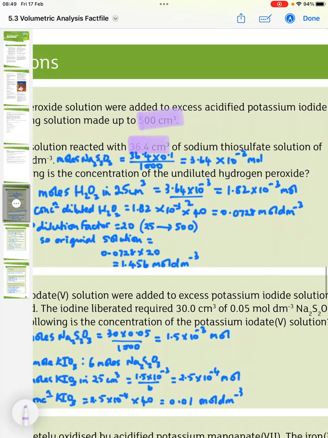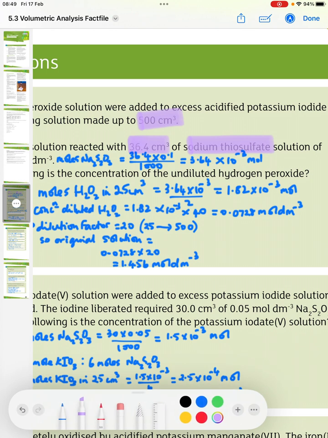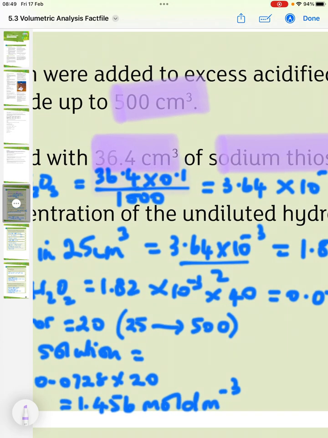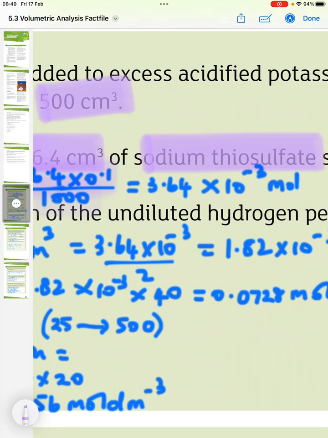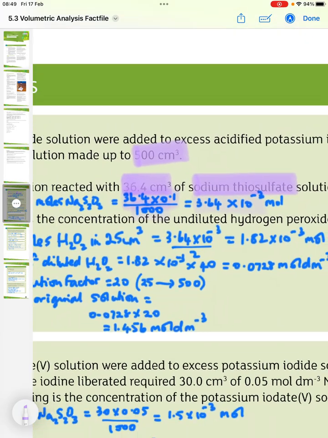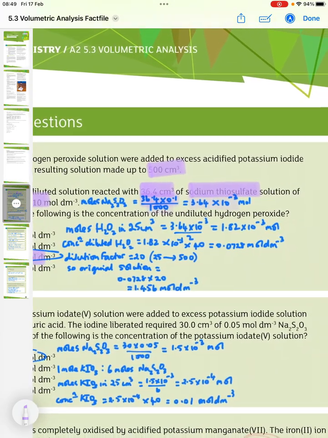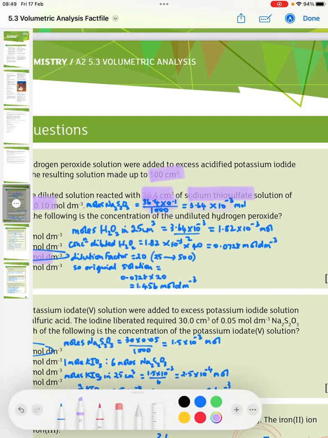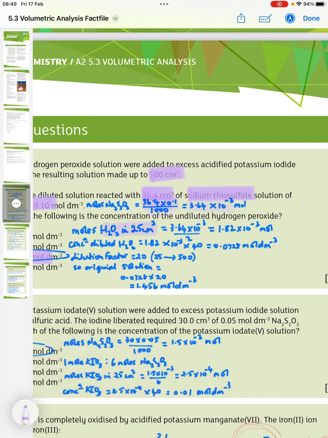So, first thing we can do is we have the information in the question about the moles of thiosulfate. So, number of moles of the thiosulfate is 36.4 times 0.1 divided by 1,000, which is given as 3.64 by 10 to the minus 3. So that's the number of moles of sodium thiosulfate. The next thing we can do is to work out the number of moles of hydrogen peroxide in 25 cubic centimetres. So we're taking that number of moles of the thiosulfate and dividing it by 2 because it's a 2-to-1 ratio. So 1.82 by 10 to the minus 3 moles of the hydrogen peroxide.